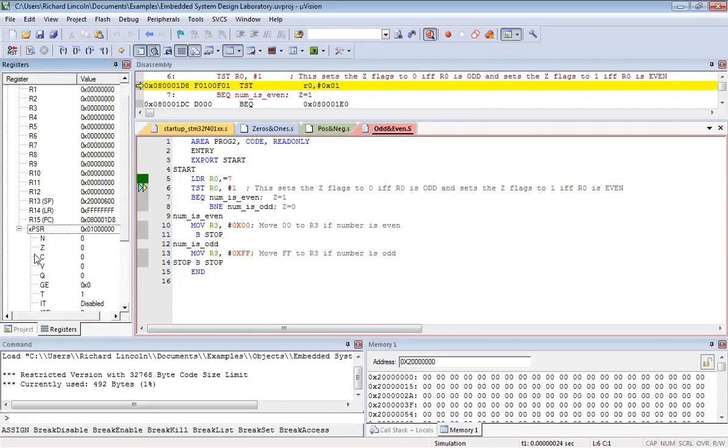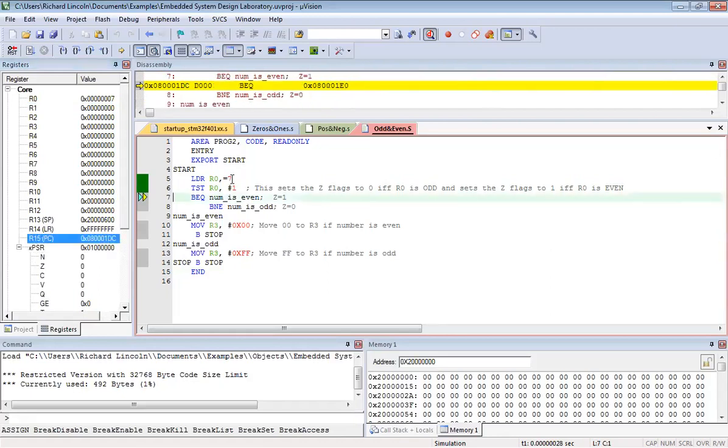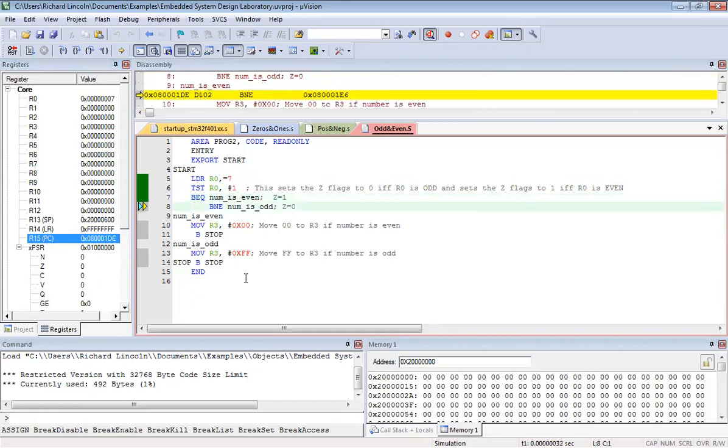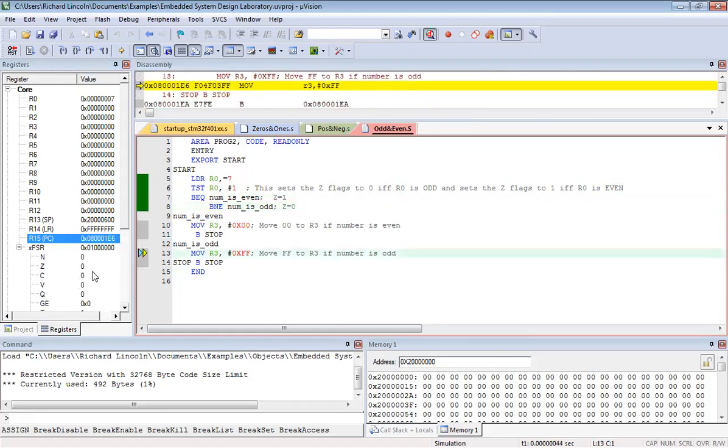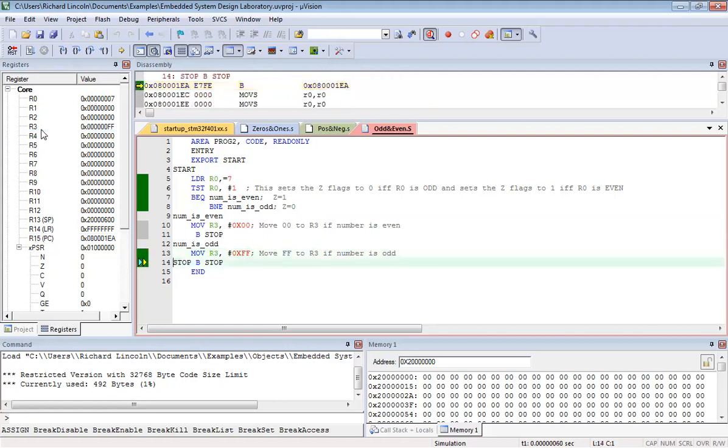Let us look into these registers also. Now 7, the next it is going to check with branch if equal. Is the number even or odd? We all know that 7 is an odd number. So the zero flag has no change, and it moves to the loop which is num is odd, and FF should be transferred to R3. So this value should be updated now. FF is moved to R3.